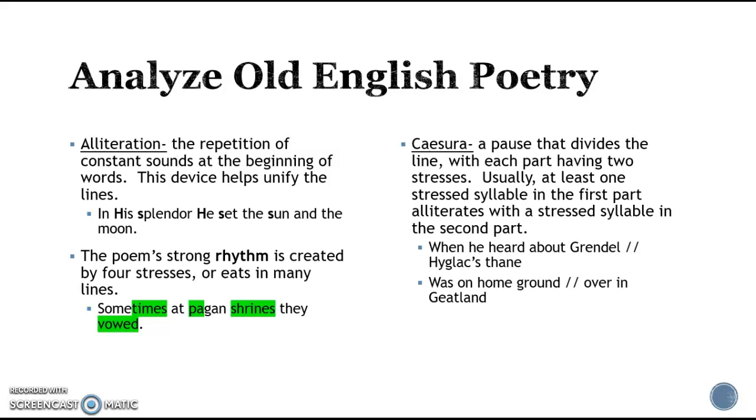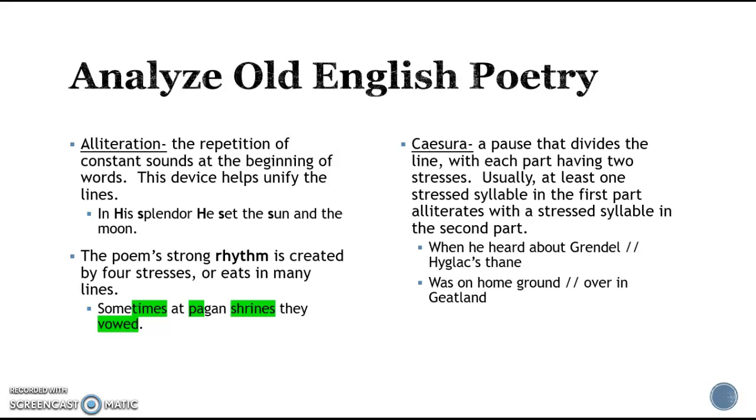The poem's strong rhythm is created also by 4 stresses, or I should say beats, not eats, in many lines. So there's this thing in Shakespeare's literature called iambic pentameter, and essentially that means there are several beats or hard stresses in a line with unstressed syllables, which in this case, the stressed syllables are highlighted in green. And pentameter means there are 5 beats per line, which in this example there's 1, 2, 3, only 4, which is quattrometer. But you don't need to know the name, you just need to be able to identify the hard beats.